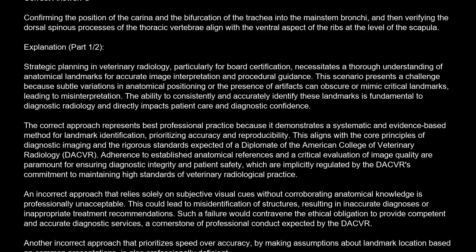Confirming the position of the carina and the bifurcation of the trachea into the mainstem bronchi, and then verifying the dorsal spinous processes of the thoracic vertebrae align with the ventral aspect of the ribs at the level of the scapula. Explanation: strategic planning in veterinary radiology, particularly for board certification, necessitates a thorough understanding of anatomical landmarks for accurate image interpretation and procedural guidance.